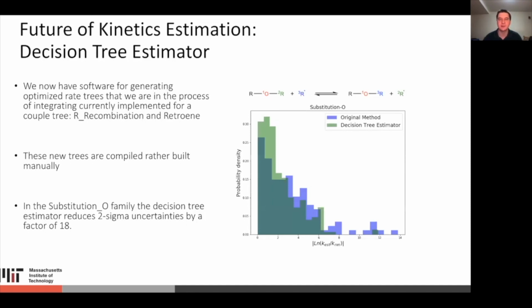The future and the direction we're going in terms of kinetics estimation right now is to use a subgraph isomorphic decision tree estimator, which is, in some sense, software for generating optimized rate trees. We're in the process of integrating this into all of the trees, but currently it's implemented for R recombination and retroene. These new trees are automatically generated rather than built manually, and are significantly more accurate than the original method, as you can see here.